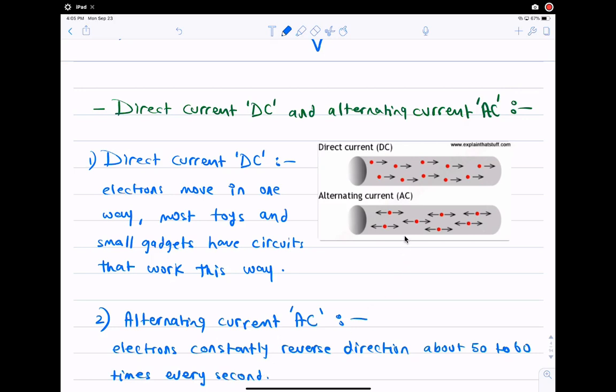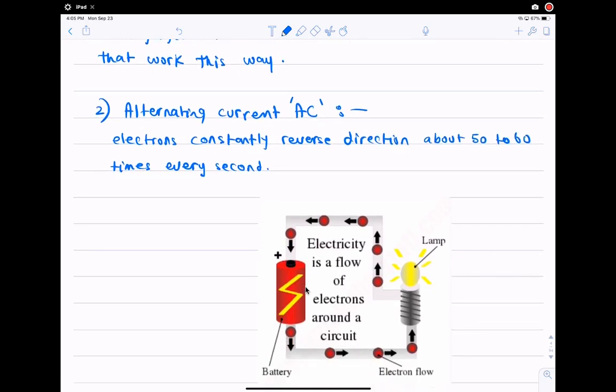Okay, now some applications for DC are small gadgets or toys. Most kids' toys use DC current. And the batteries that we buy, like AAA or AA, are direct current batteries. They just direct the electrons in one direction. Okay, while for alternating current, we said it keeps reversing the direction.